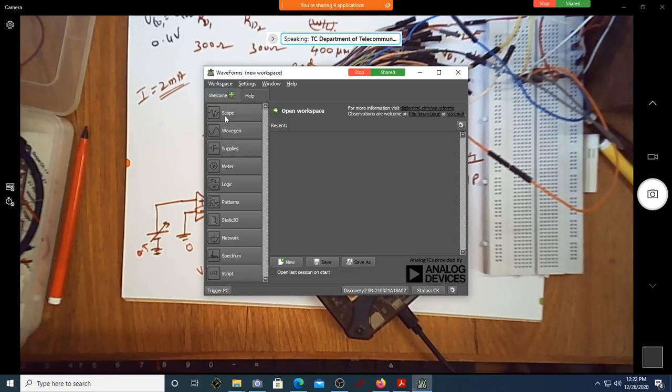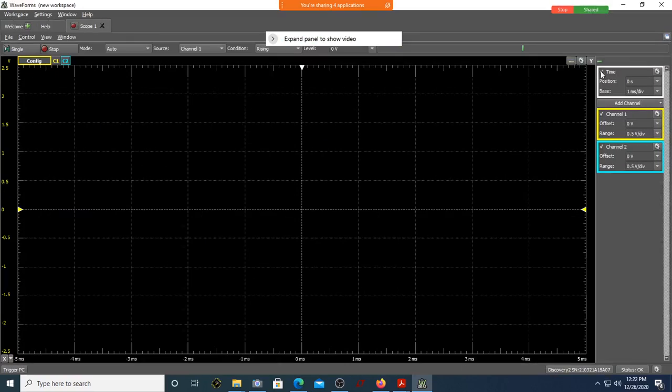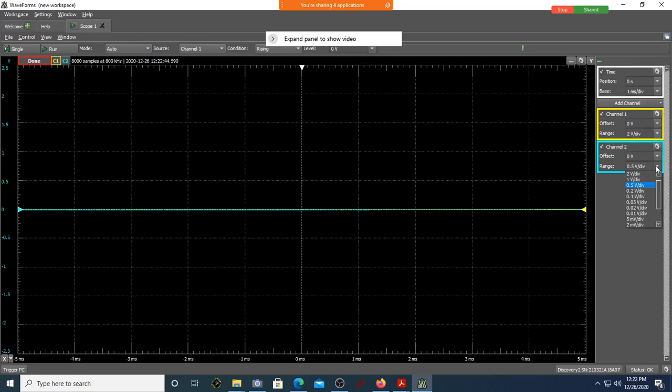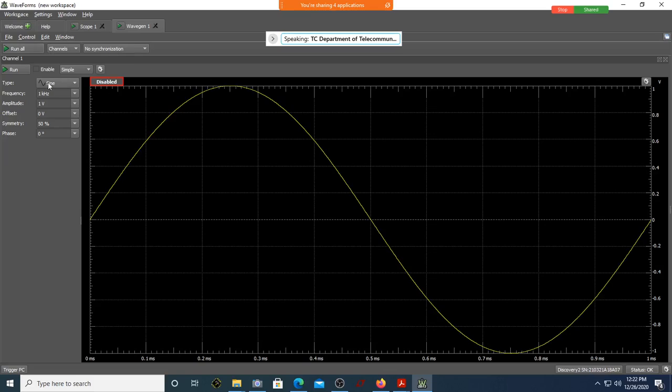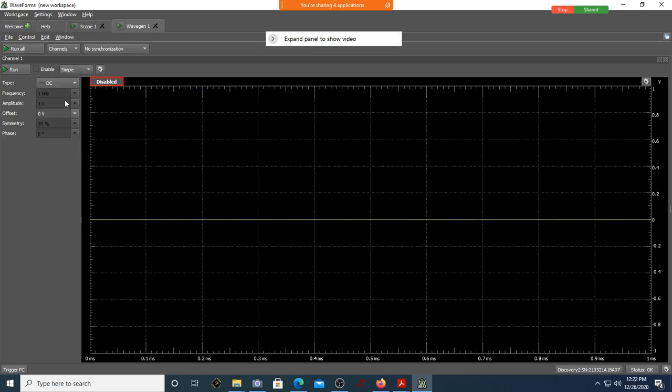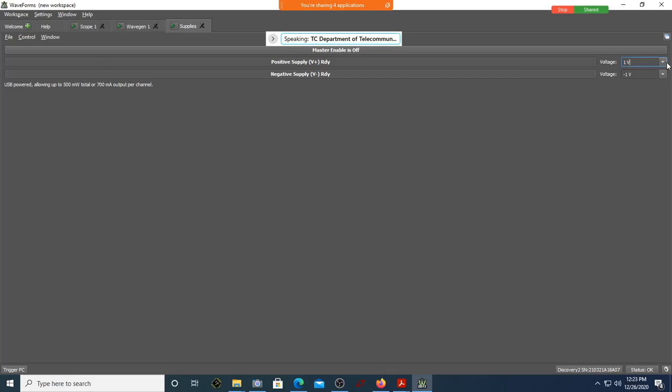Let me go to scope now. Okay, make that 2 volt per division. Let me make this also 2 volt per division. Let me apply. Okay, scope is done. WaveGen. Let me select a DC voltage. Let me make it 0.5. And then what more? I need to have a supply because I'm using an opamp. Make this 5 volt. Note all these things.